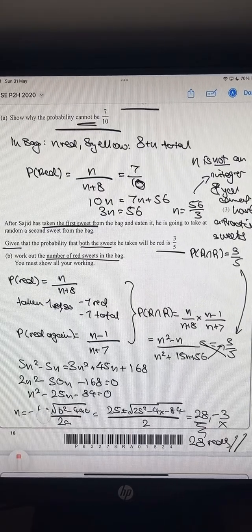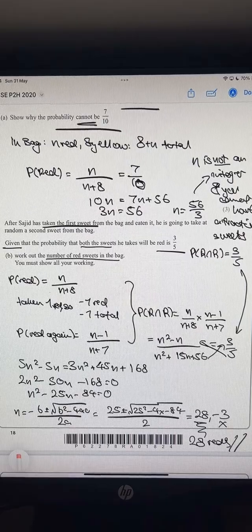And then solve for n using the quadratic formula. I use the quadratic formula because it's just foolproof and it's quicker. You can also solve by factorizing since you get 2 integer answers, so it's not too bad. But I'd always recommend just doing it this way.